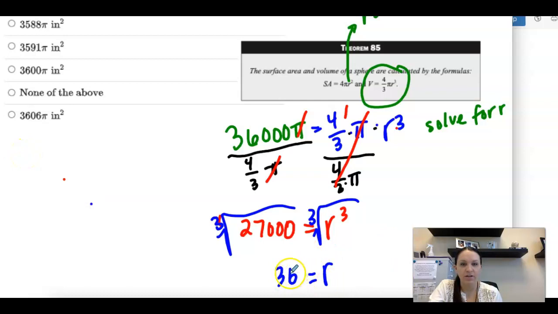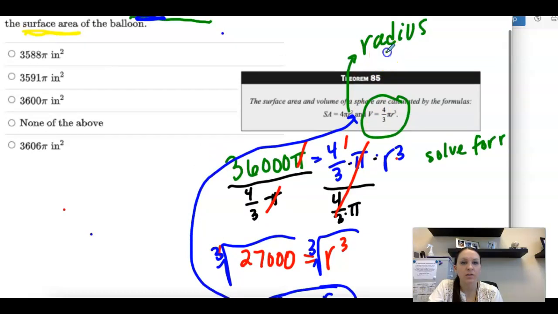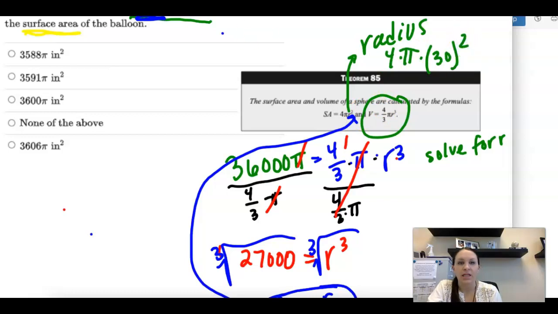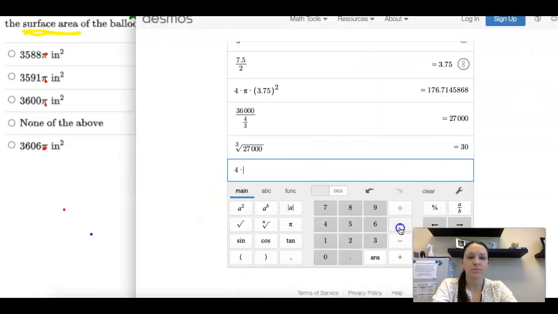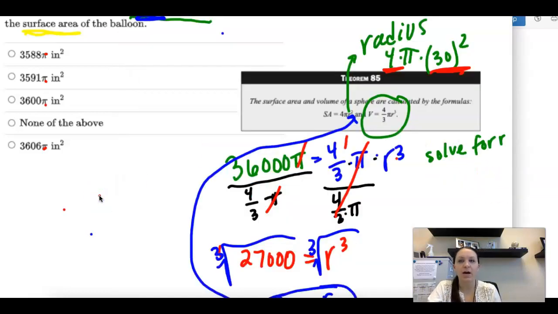So the radius is 30, and I'm going to go plug this in to the surface area formula. So I have 4 times pi times the radius, which is 30, squared. And then I'm going to check my answers over here. They all include pi. So in the calculator, I'm only going to put 4 times 30 squared. I get 3,600, and then pi is part of the answer. So this would be my answer.